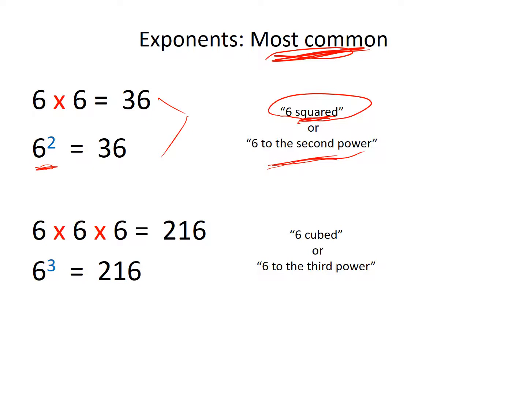Similarly, if I'm multiplying the same number 3 times, 6 times 6 times 6, I could write it in exponent form, and I could describe it as 6 to the third power. But just like with squared, this occurs so frequently, and it's so common, that we have a special name for it: cubed. So when I'm multiplying 2 together, it's squared, and when I'm multiplying 3 together, it's cubed. All of the rest of them are described in this way: 6 to the fourth power, 6 to the fifth power. So these are the two most common. You really need to know these guys.